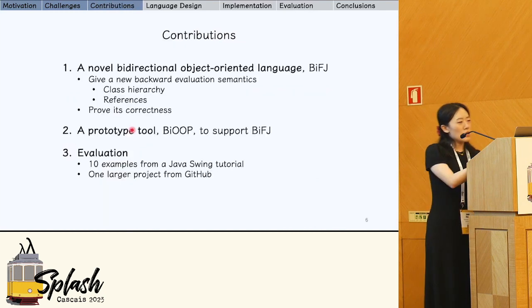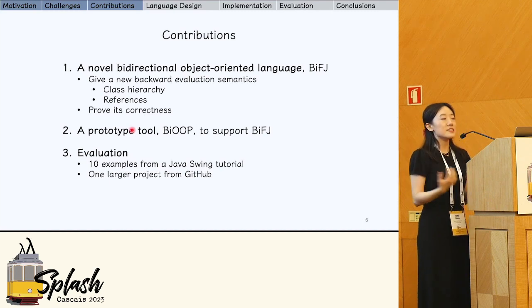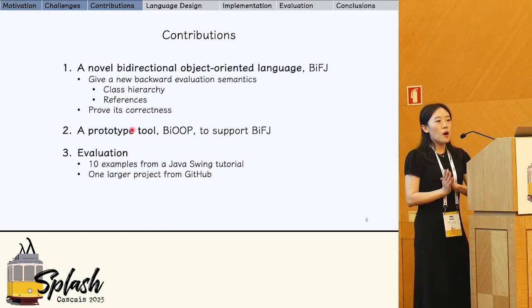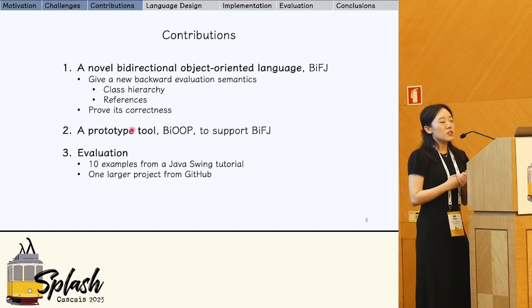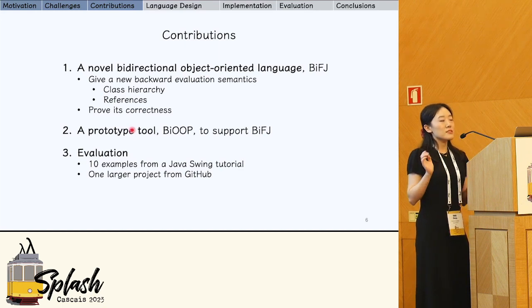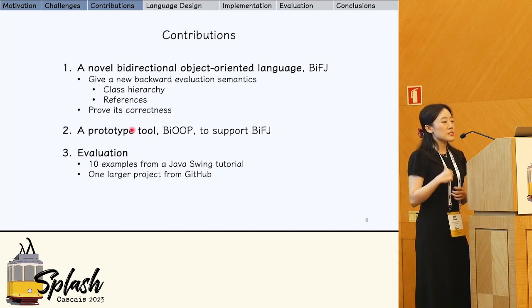So we addressed these two challenges, and our main technical contributions can be summarized as these three things. First, we propose a novel bidirectional object-oriented language called BiFJ. We give a new backward semantics that can propagate the updates on the output to those on the source program, where we address the challenges of updating class hierarchies and references. We also prove its correctness.